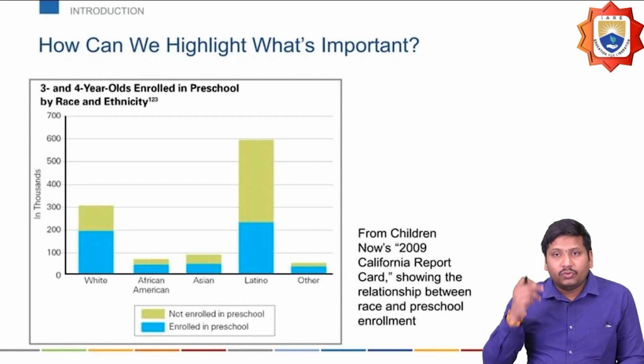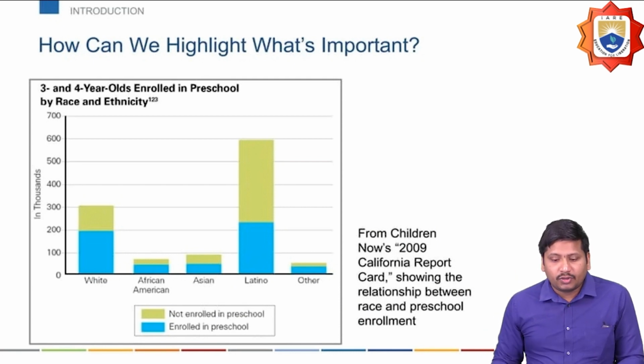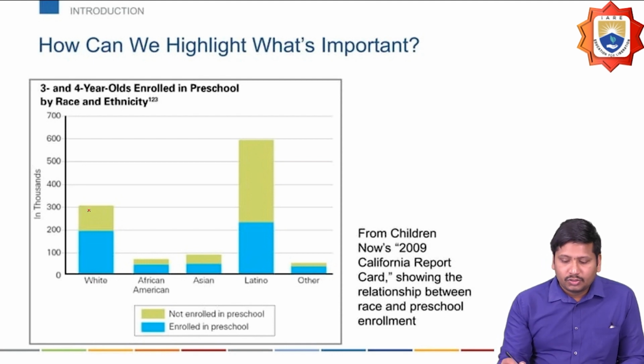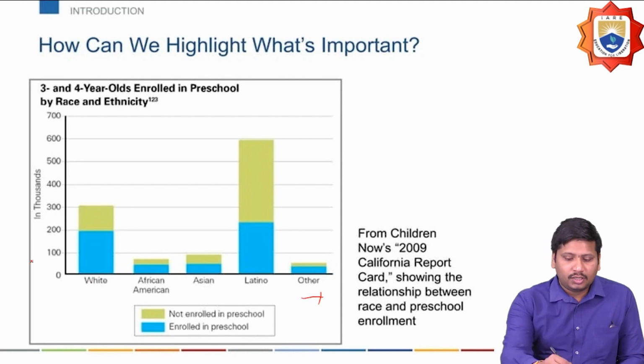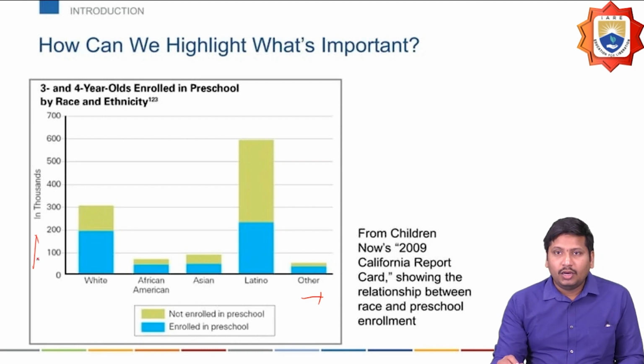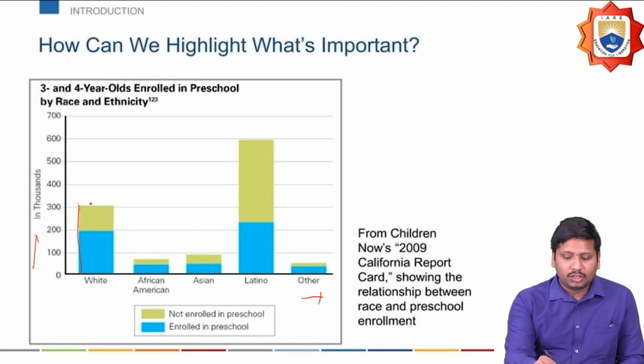So how are we going to highlight what the important thing is that we have to know? Suppose I take an application like the number of children between 3 and 4 years old who are enrolled in preschool, by race and ethnicity, and I want to note it. For that, I show these groups on the x-axis and the number of people on the y-axis, and I show this representation through a bar chart.